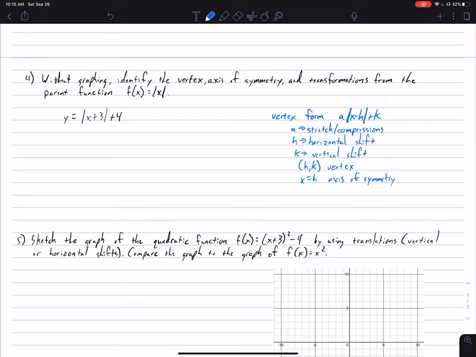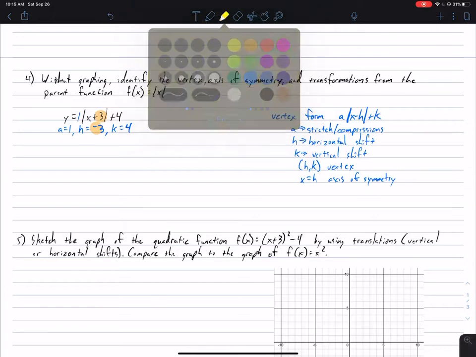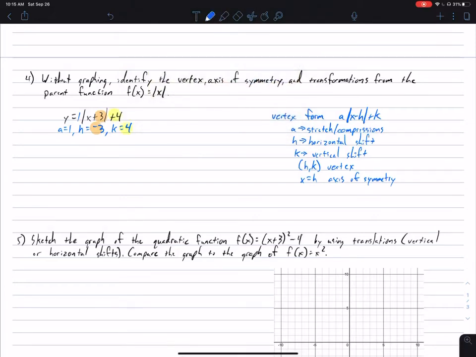All right, so looking at the equation that they gave us, y equals the absolute value of x plus 3, plus 4, I noticed that a is a 1, that's on the outside, that's not going to matter in this problem. My h value, be careful here, h is always the opposite of what it appears to be, so that plus 3 actually means it's a minus 3, and my k value is exactly as it appears, so that would be a 4. This 3 tells us my h value, and this 4 gives you my k value.